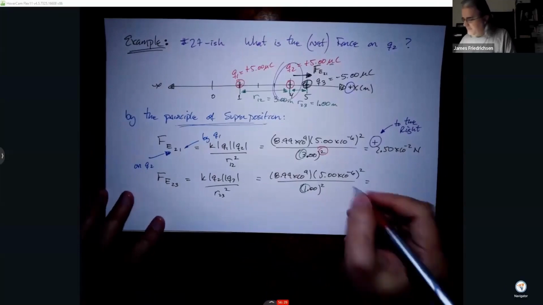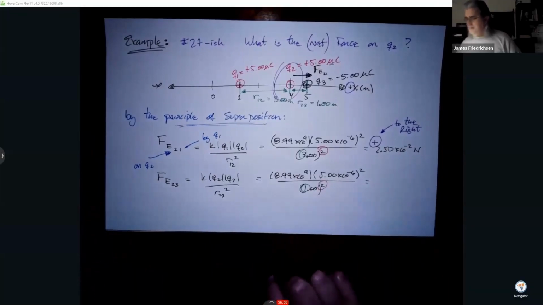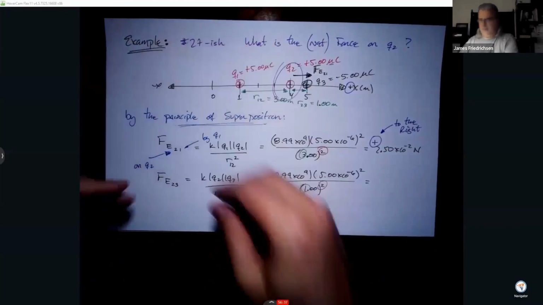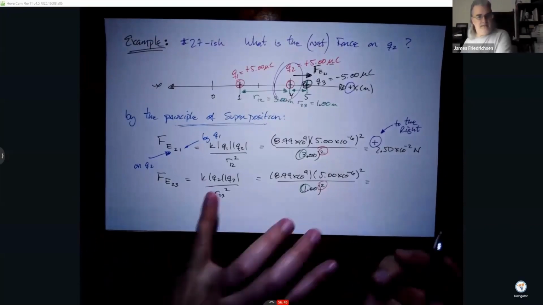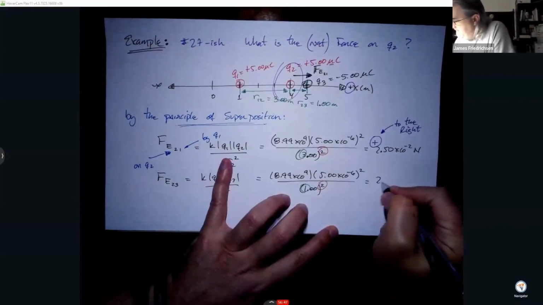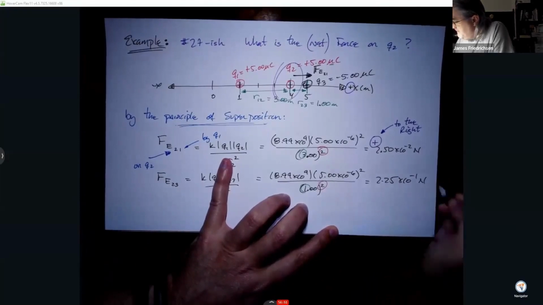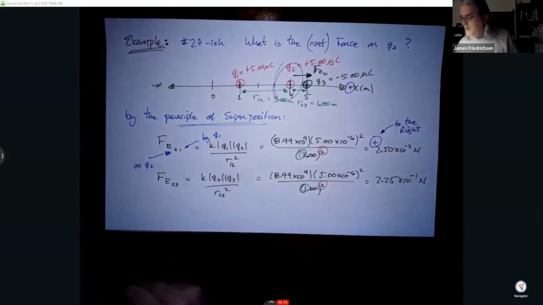You want to watch out for your square here. And if you have like a second entry option on your calculator, you can go back up, pull it down, and change the 3 to a 1, and it goes pretty quick. And Saeed has it. It's 2.25 times 10 to the negative 1 newtons, like so.